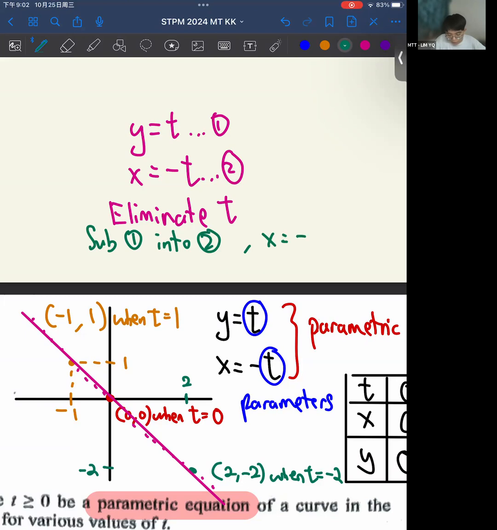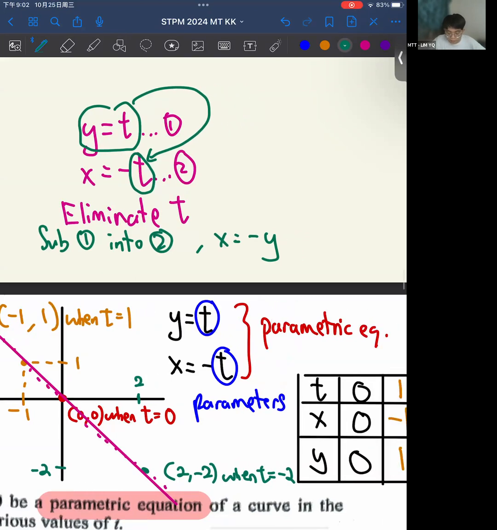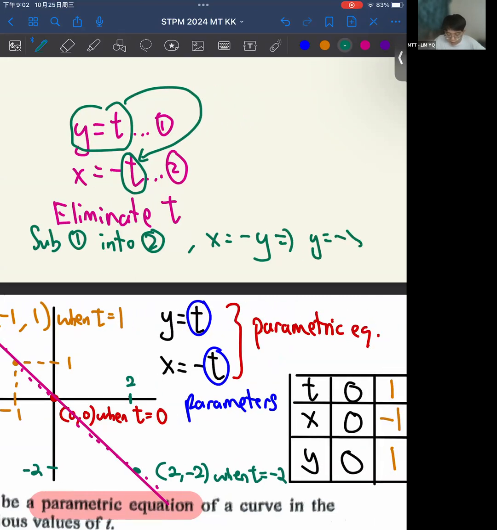x equals negative y, right? Because this one, we substitute here. It becomes negative y, and you rearrange a bit to become y equals negative x. So actually, y equals negative x is the curve. And when we use a parameter t, then this one becomes a parametric equation.